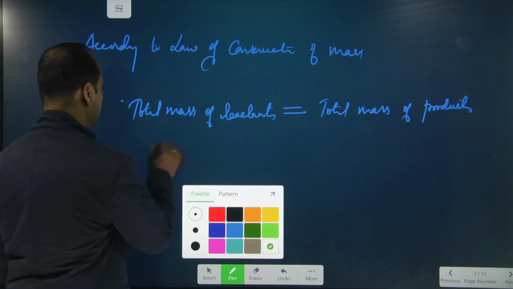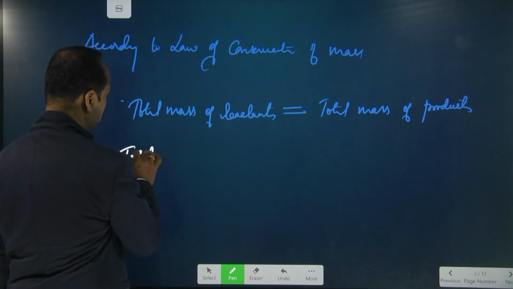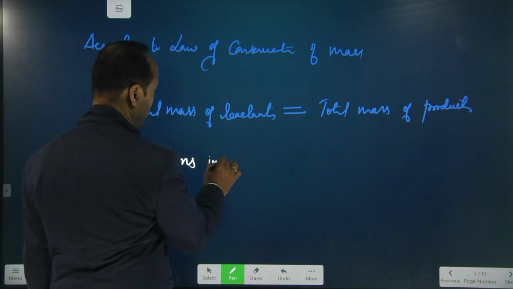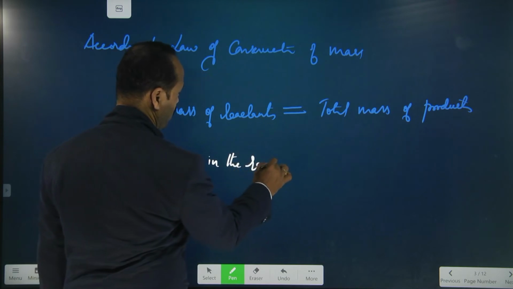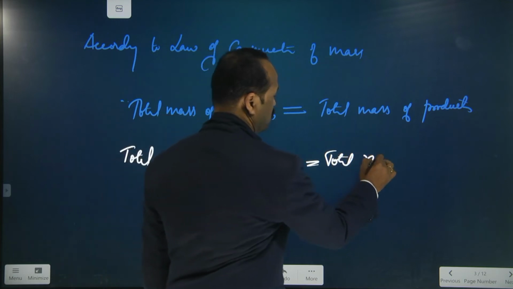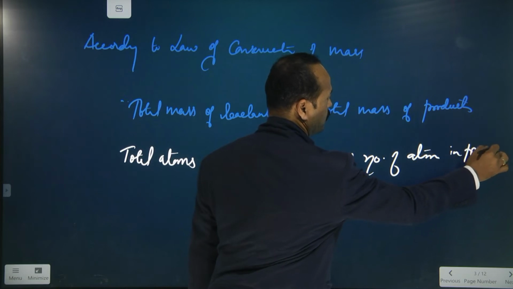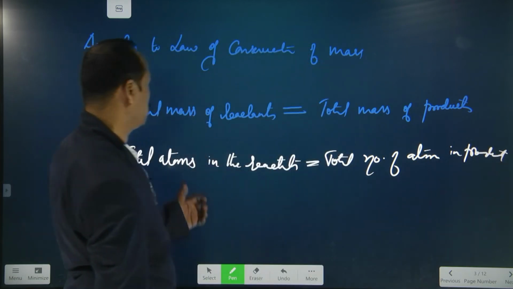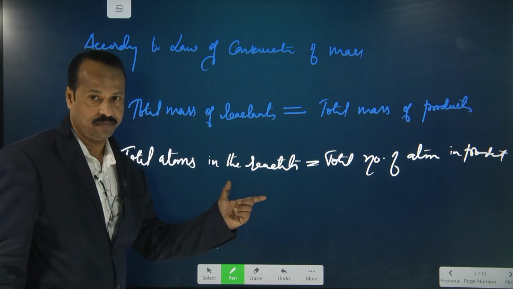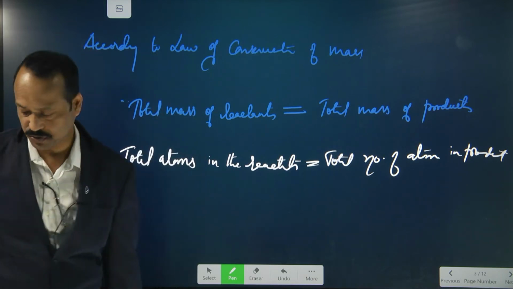Instead of mass, you can also write it like this. According to the law of conservation of mass, the total number of atoms or elements in the reactants is equal to the total number of atoms in the products. Is this clear? The same number of atoms on the left side should be on the right side also. So this is called the law of conservation of mass. Take the screenshot of this one.